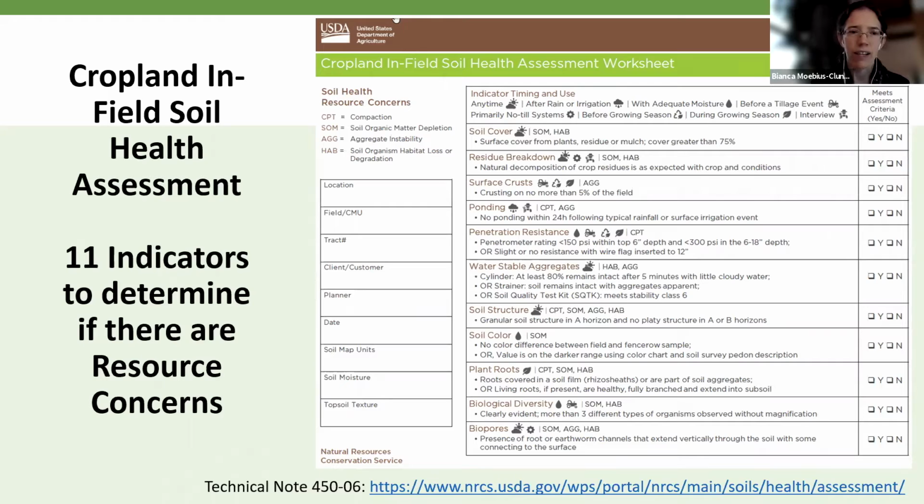The key is there's 11 indicators here you might look at, and all of them are designed to be kind of a quick visual assessment. Stick a shovel in the ground or even just look across the field. So it's nice because it's a quick ability to gauge where that field is at. And there's a worksheet there on whether there's a resource concern or not. Each state is kind of tweaking these. And the technical note is linked right here, so you can get a lot more information about that if you're interested.